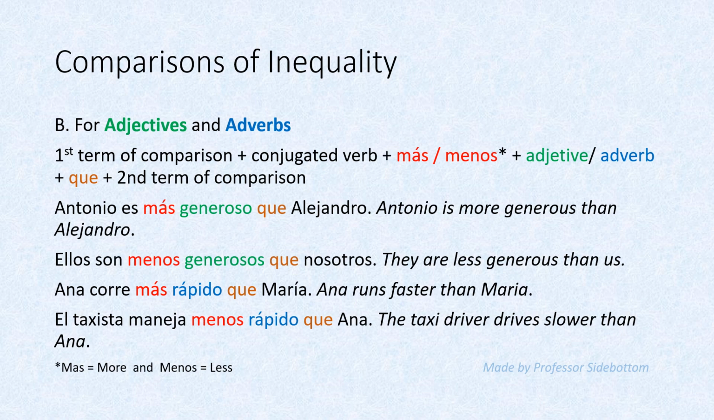Antonio es más generoso que Alejandro. Antonio is more generous than Alejandro. Ellos son menos generosos que nosotros. They are less generous than us. Ana corre más rápido que María. Ana runs faster than María. El taxista maneja menos rápido que Ana. The taxi driver drives slower than Ana. Notice the adjectives are in green and the adverbs are in blue.